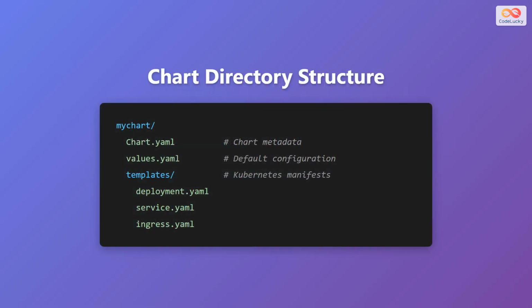Every Helm chart follows a standard directory structure. At the top level, you have a folder named after your chart, such as mychart. Inside, there are three key components. First, Chart.yaml contains metadata about your chart, like its name, version, and description. Second, values.yaml holds the default configuration values for your application. Third, the templates directory contains your Kubernetes manifest files, such as deployment.yaml, service.yaml, and ingress.yaml. This structure keeps everything organized and easy to manage.